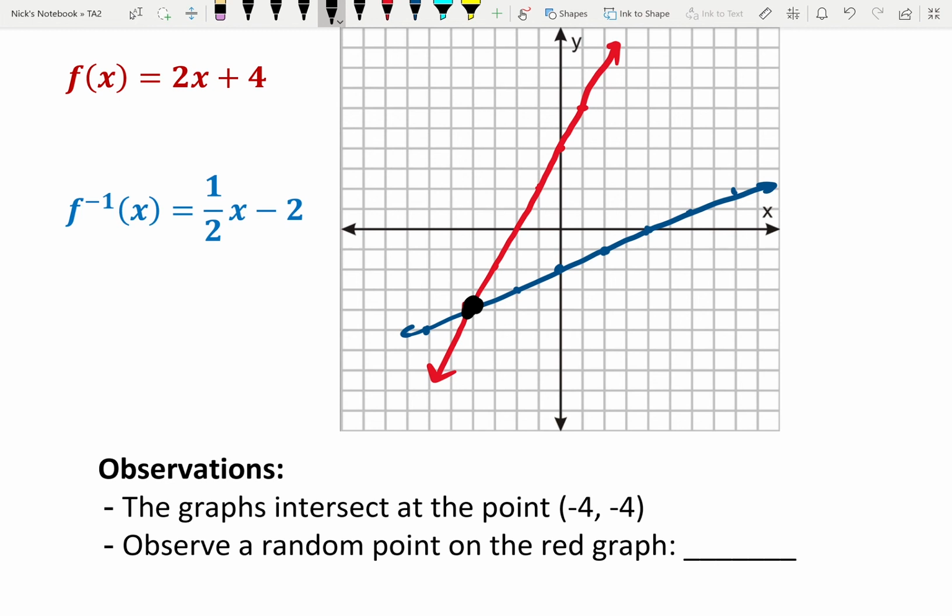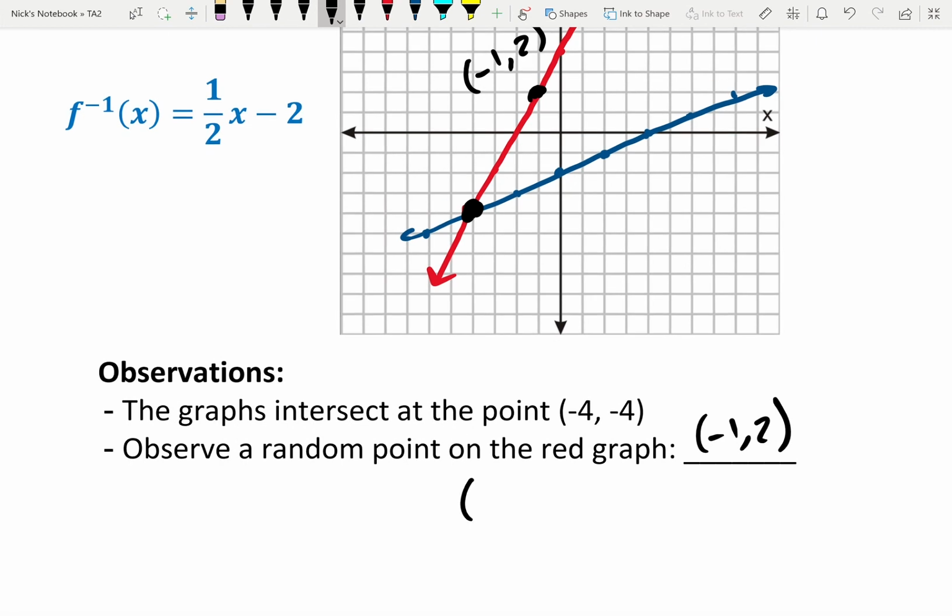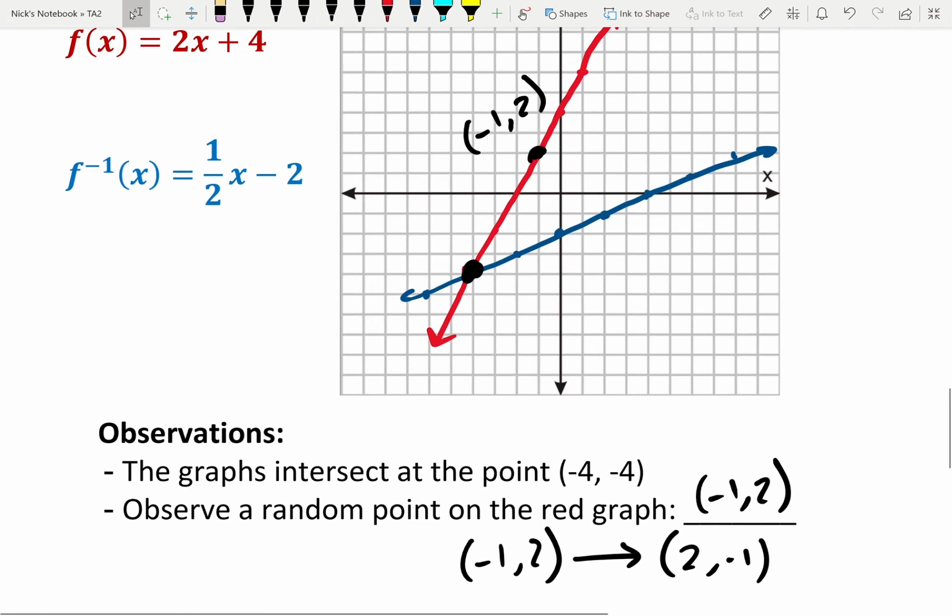Another thing, let's observe a random point on the red graph. Let's just choose a point, I don't know, right here. It's going to be -1, 2. Let's observe what happens if we switch -1 and 2 to 2, -1. Let's see where 2, -1 is. We go right 2 and down 1. Look at that. That is no coincidence, because that should be on the blue graph.